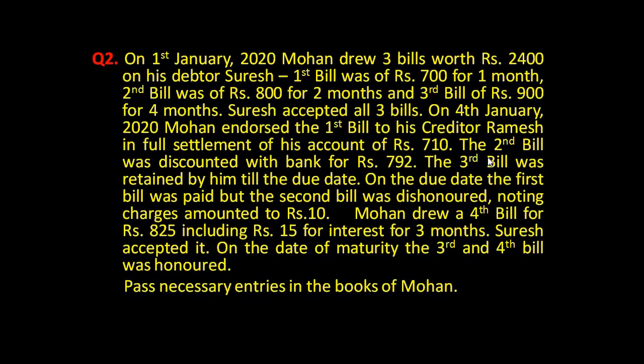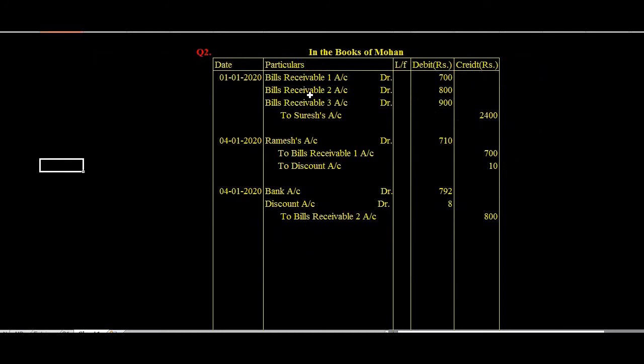But then it says, but the second bill was dishonored. Noting charges amounted to rupees 10. Guys, the period of the second bill was 2 months. Let's understand this. The date of the bill was 1st Jan 2020. The period was 2 months. So we will have the due date or the maturity date as 4th of March 2020, because Jan plus 2 months is March, 1 plus 3 is 4.